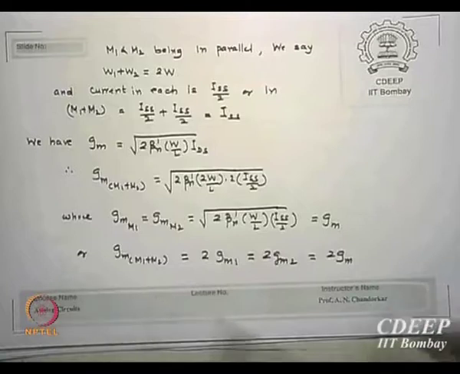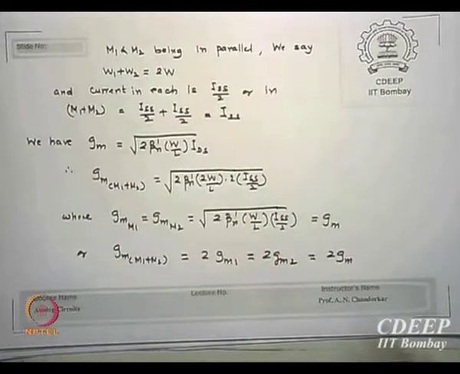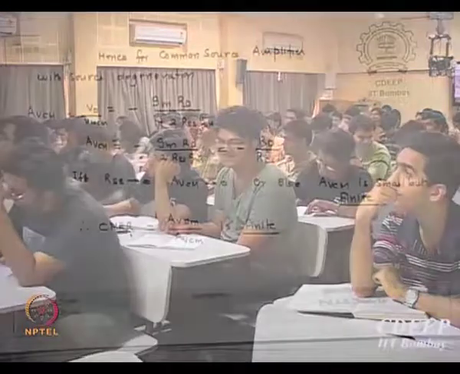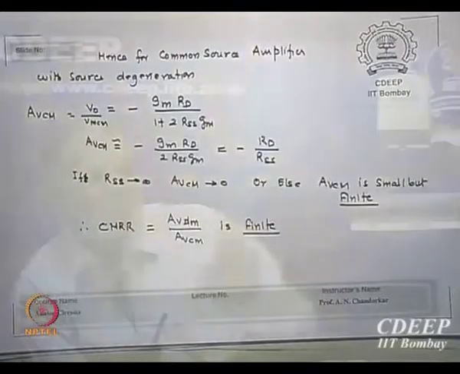So GM of the new transistor is how much? Twice that of the individual, assuming all other values are equal. I just showed you, substitute there and you get 2GM. Is that point clear? So you now have a common source amplifier with source degenerated by what resistance? RSS. You have a load, how much is the load? RD by 2. Source resistance RSS. GM is now 2GM.